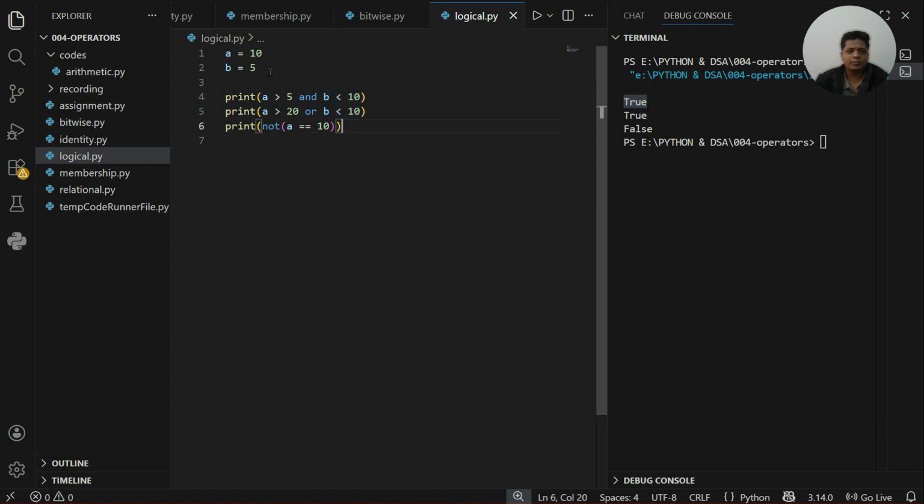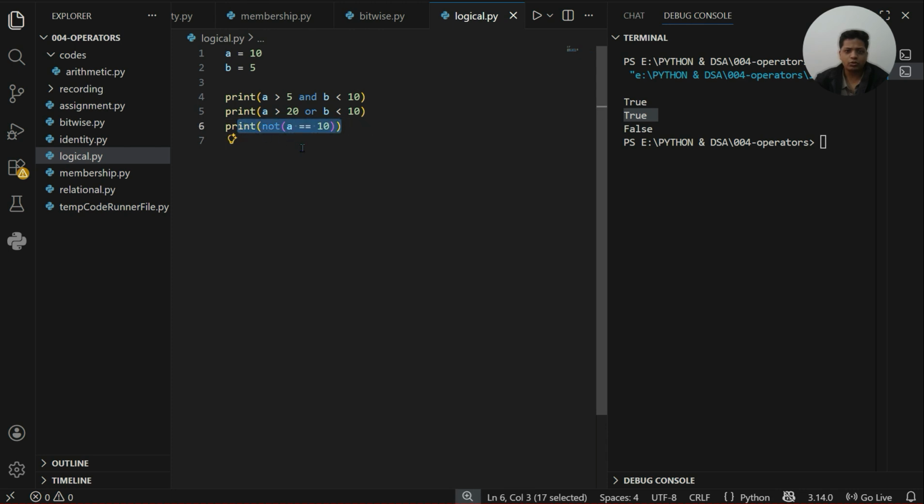So A is 10 and B is 5. A is greater than 20. Is 10 greater than 20? It is false. And is 5 less than 10? It is true. But the operator is OR. For the OR operator, we need either of the values to be true. All of the values need not be true for this operator. So 1 is true. That's why we get the output as true.